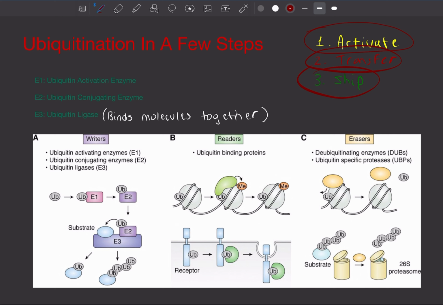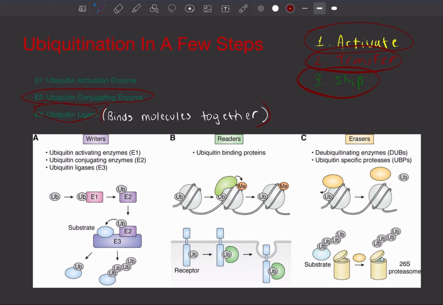E2 is the transfer, the conjugating enzyme. It's responsible for the transfer. The ubiquitin is transferred over from E1 to E2. E3 is the ligase step, or the ship. It takes it over so the proteasome recognizes the complex. So ligase, again, just means binding two molecules together.